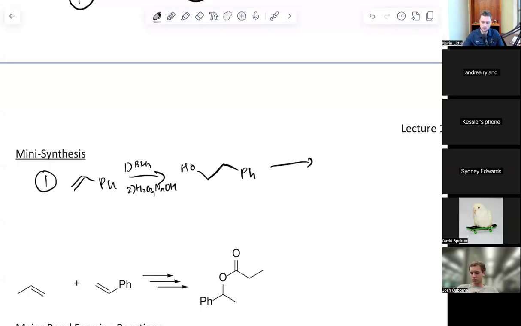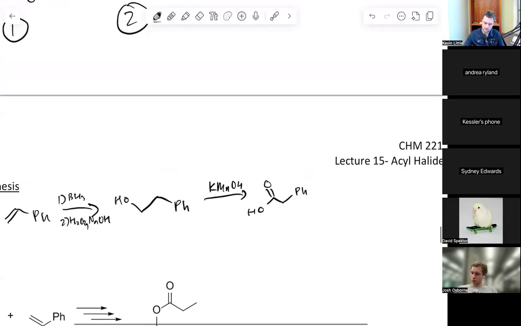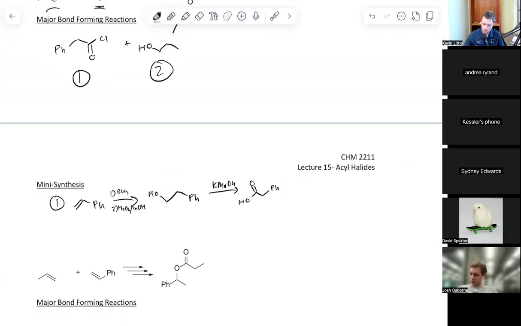Then I can get this to a carboxylic acid using KMnO4, to oxidize it to a carboxylic acid, and then to finish it out to get to 1, SOCl2. So that's how I'd use this in a synthesis.